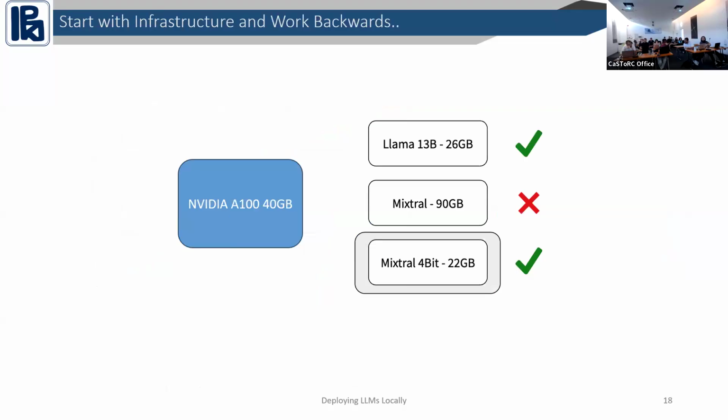The main idea is that you should start with the available infrastructure and then work backwards. So if you have, let's say, one GPU card with 40 gigabytes of available memory, then your limitation is on which models you can use. For example, you can use the Llama 13 billion parameters, which is around 26 gigabytes of RAM. Or you can use a Mixtral 4 bits, that's 22 gigabytes, but you cannot use a Mixtral that's 90 gigabytes, right?